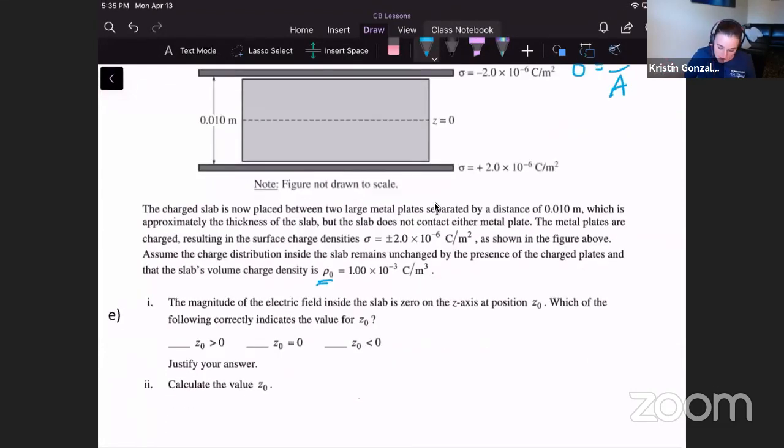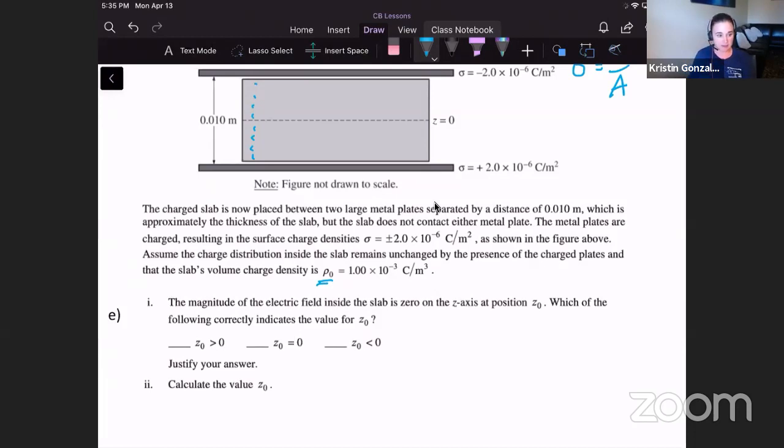So the magnitude of the electric field inside the slab is 0 at the x-axis at some position z naught. So they're saying somewhere along the z-plane, the electric field is going to be equal to 0. Okay, so you're going to tell me where that is. Where would the electric field be 0? What would have to be true in order for it to be 0?